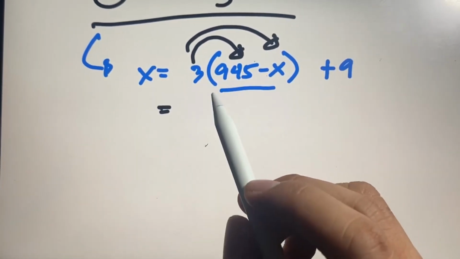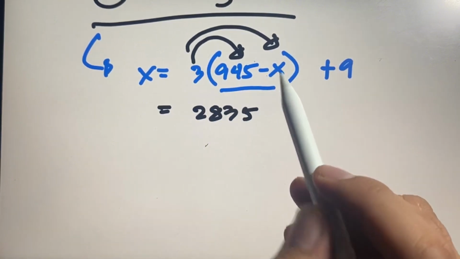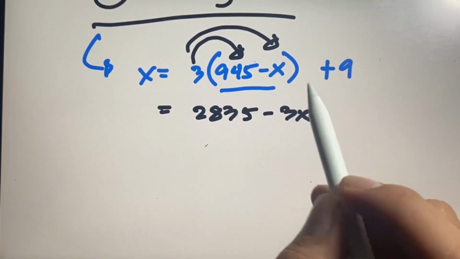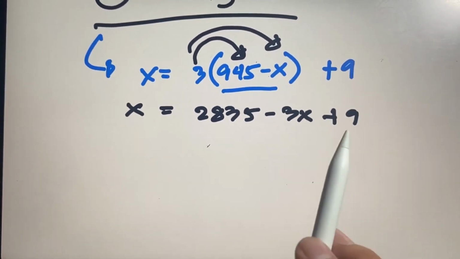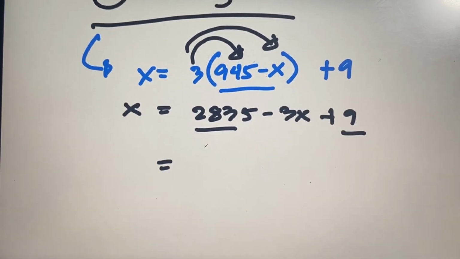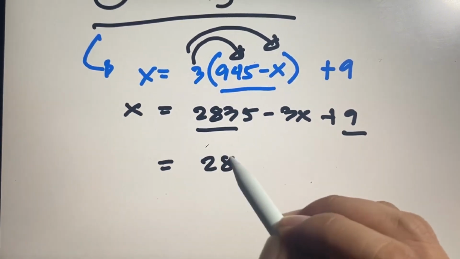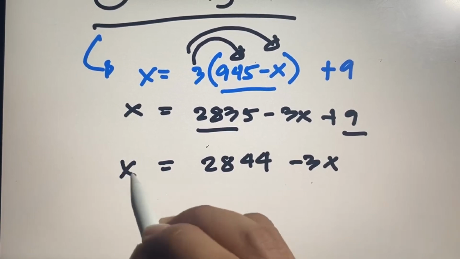So 3 times 945, that would be equal to 2835. 3 times x, that would be minus 3x. And that would be added with 9. So we would have x here. So this one and this one could be added. So we're just going to add 2835 plus 9. That would give us 2844 minus 3x is equal to x.